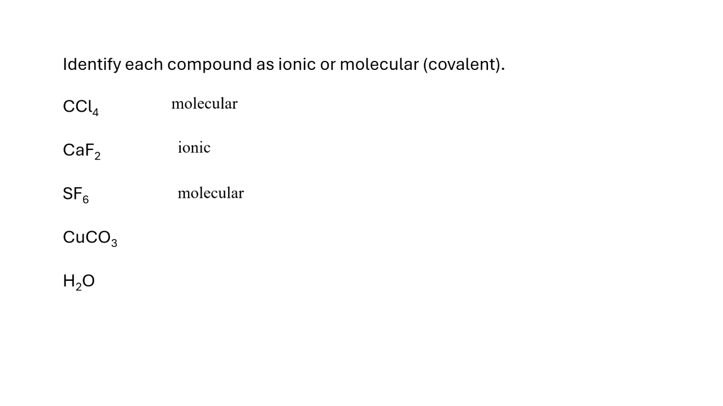Our 4th compound up is a little more complex. We have copper, which is a metal, and then carbon and oxygen, which are both nonmetals. In this case, we would classify this compound as ionic because it has metal and nonmetal. But we'll see later on that the CO3 part, the carbonate part, has some covalent bonding in it. You may remember that from back in general or basic chemistry.